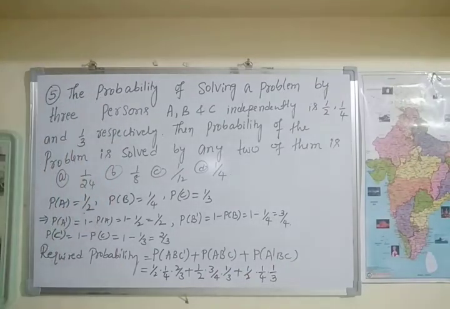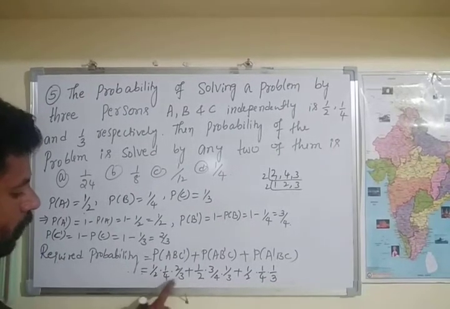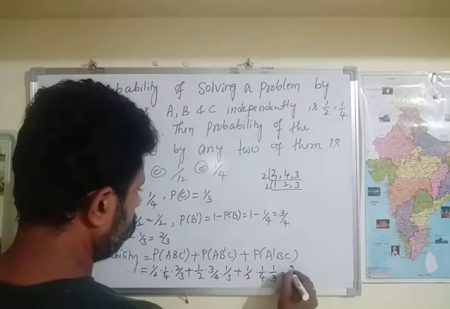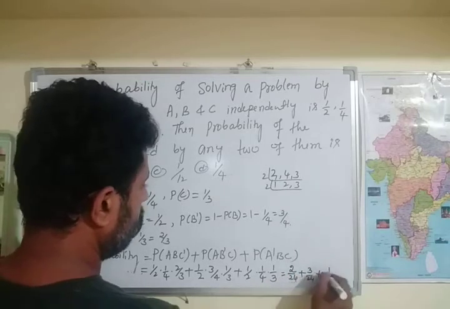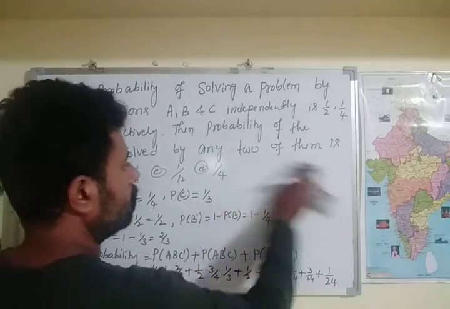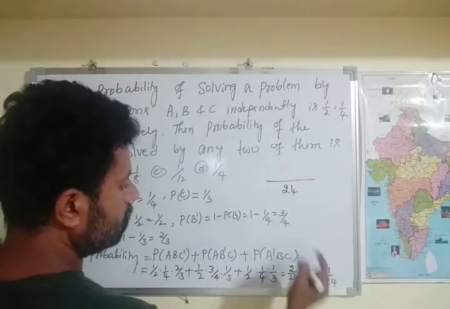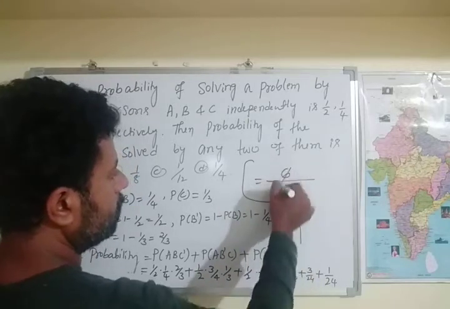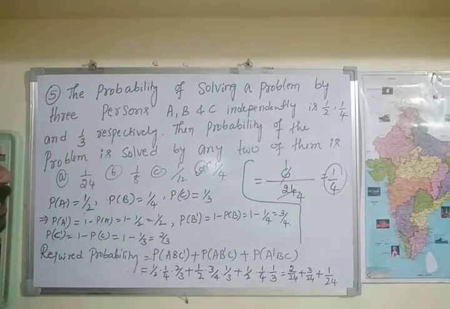Now here, the simplification of this result is 2 into 4 into 3, which is 24. So 2 divided by 24 plus 3 divided by 24 plus 1 divided by 24. Now take LCM as 24. Here we have 2 plus 3 plus 1 is 6. See, 6 ones are 6, 6 fours are 24, so 1 divided by 4. Option D is the correct option.